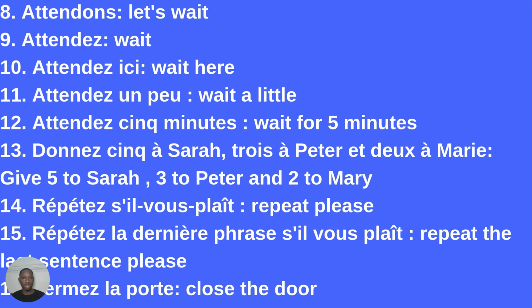Donnez 5 à Sarah, 3 à Peter et 2 à Marie. Another instruction. Give 5 to Sarah, 3 to Peter, and 2 to Mary. And this one, number 14, can be used in the class all the time as well. Like répétez s'il vous plaît. When you say répétez, that's an imperative. You're not saying vous répétez or est-ce que vous pouvez répéter. You're just saying what? Répétez s'il vous plaît.